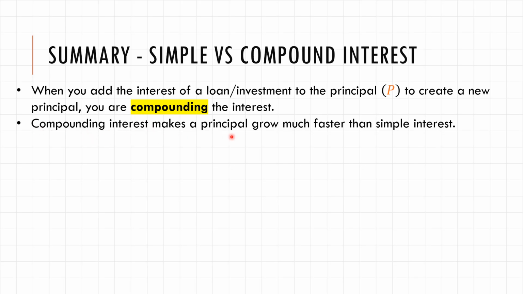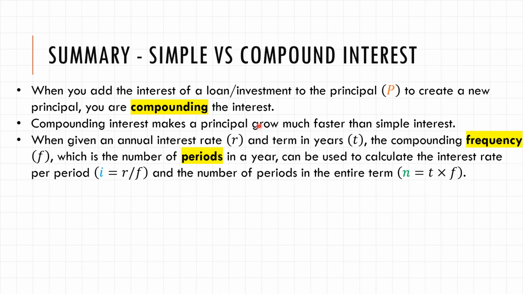Compounding interest makes a principal grow a lot faster than simple interest, like we saw in that graph. When you're given an annual interest rate, which is R, and a term, which is always an amount of time expressed in years, that's T, we can use the simple interest formula, which is pretty easy. But later on, you might be given something called a compounding frequency, which we're going to use the variable f to denote. That will tell you how many periods there are in 1 year.